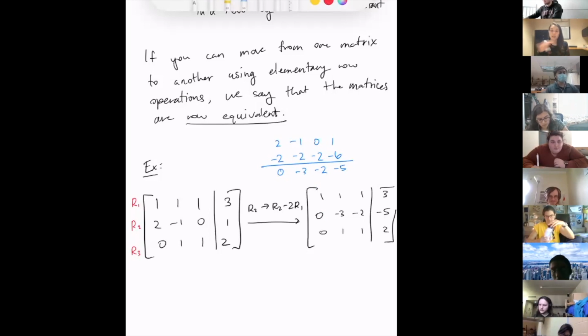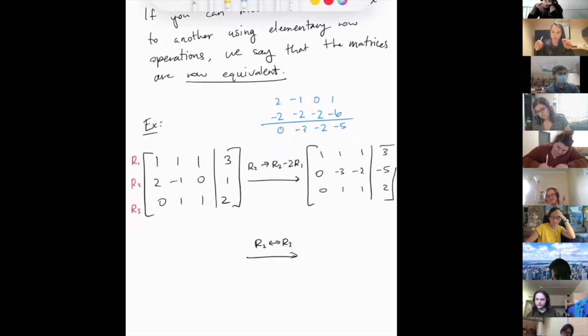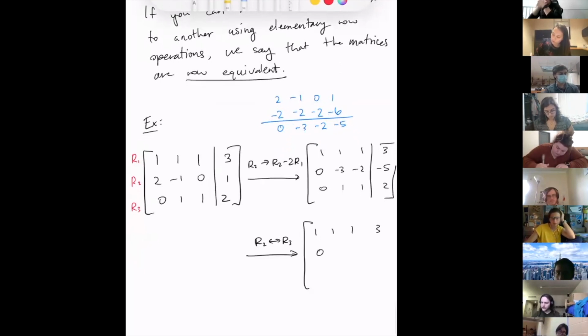It's definitely recommended that you only do one row operation at a time. Otherwise, it gets really complicated. Next, what I want to do is swap row 2 and row 3. I'm going to denote that with the two-sided arrow, which means I'm just switching positions. So I'll put row 3 in the spot for row 2 and the other one in the next spot. It will look like this.